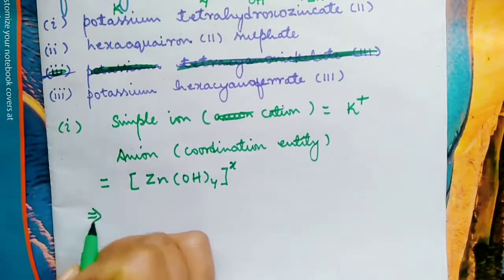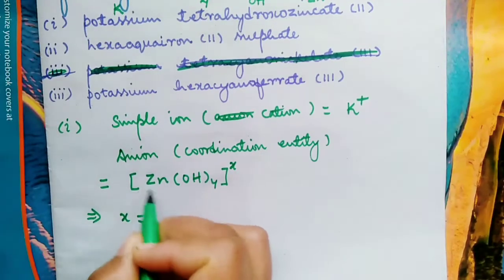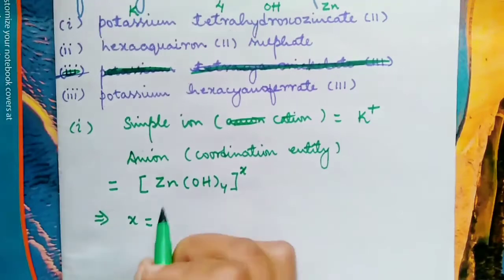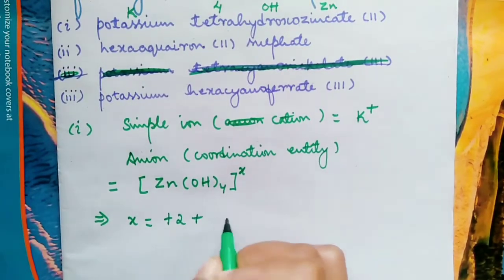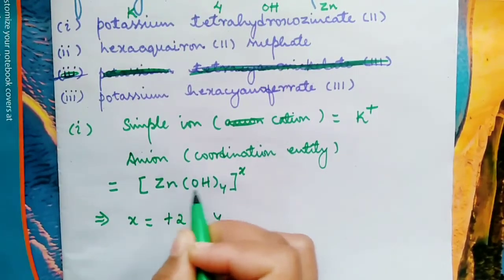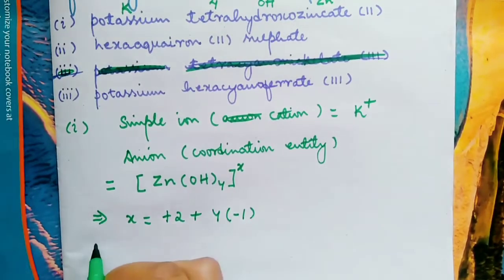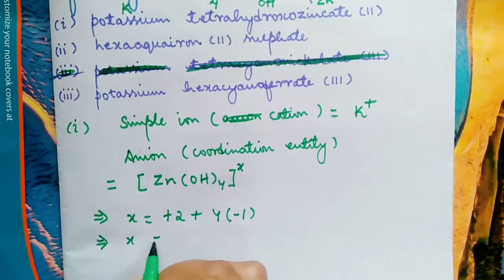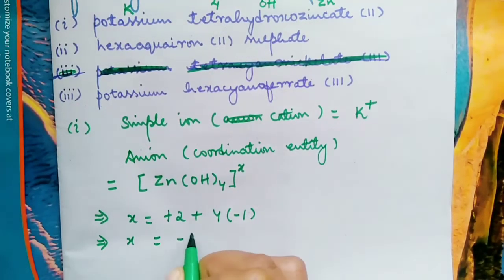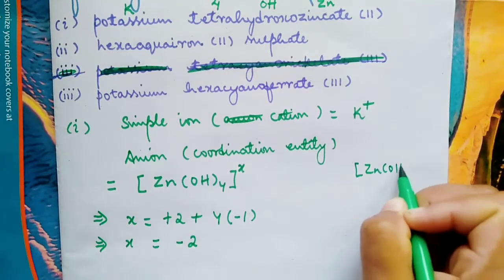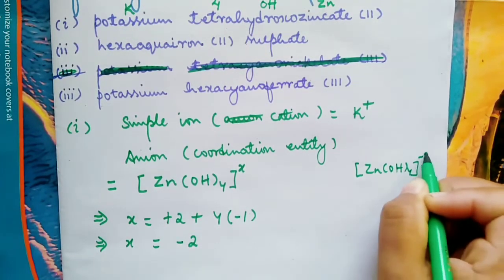We want to find the charge carried by this coordination entity. Your X would be the charge on the central metal atom. What is that? It is the oxidation state, plus 2, plus 4 into the charge carried by the ligands. It is minus 1, charge carried by OH. So what is your X from here? Your X is minus 2.